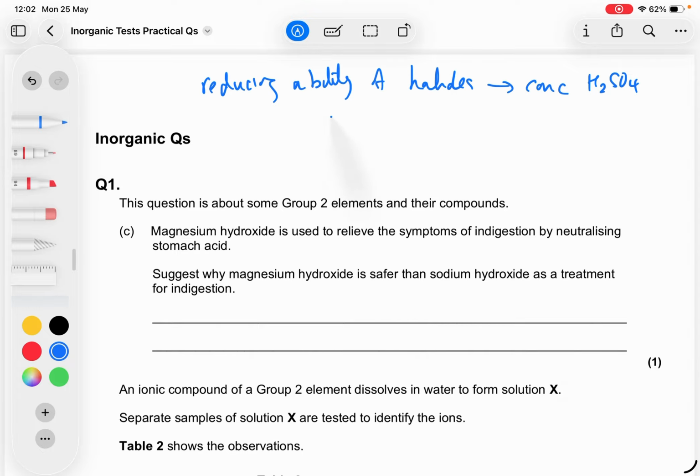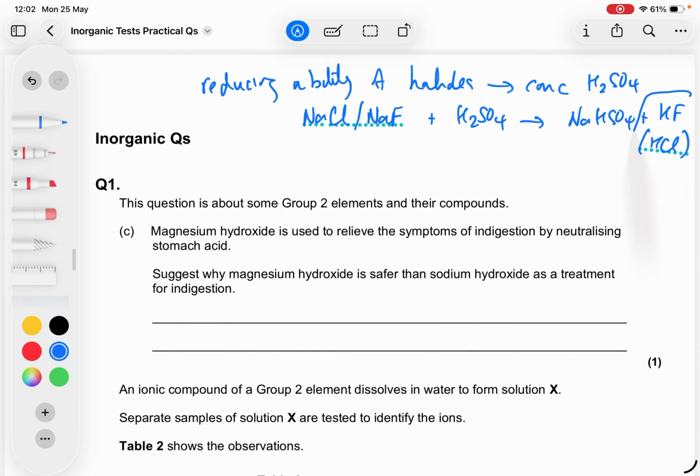When you've got sodium chloride or sodium fluoride, they do not reduce sulfuric acid at all. So it becomes an acid-base type of reaction, and your observations are steamy, misty fumes of HCl or HF. So they're basically acidic corrosive fumes given off, and those fumes are white.